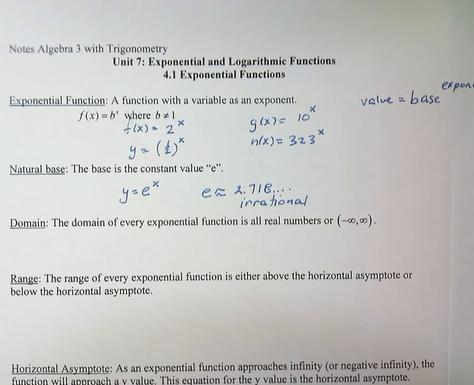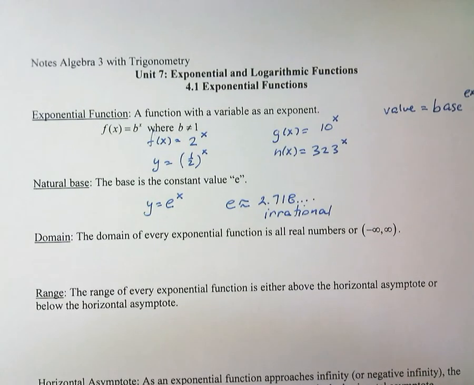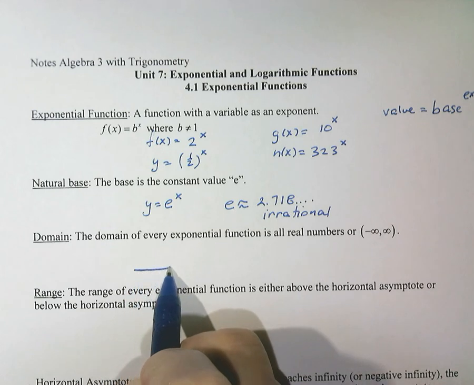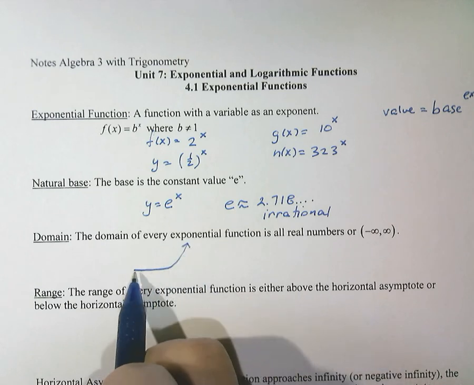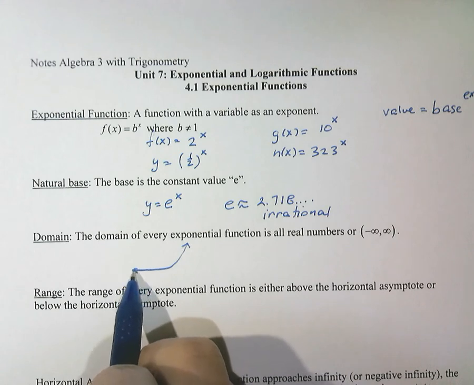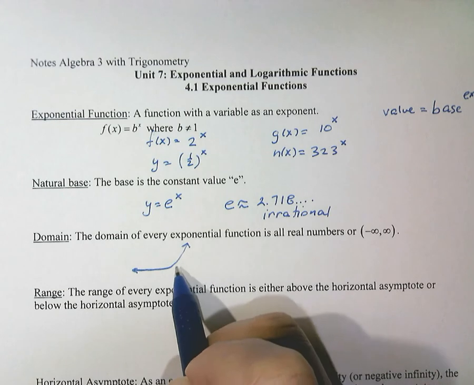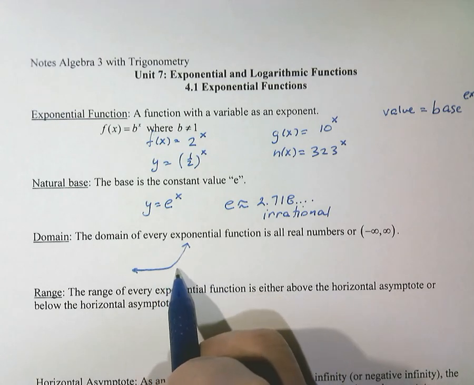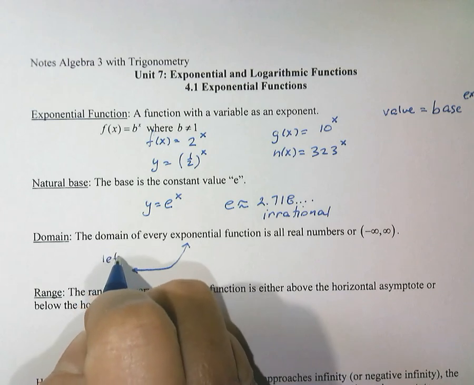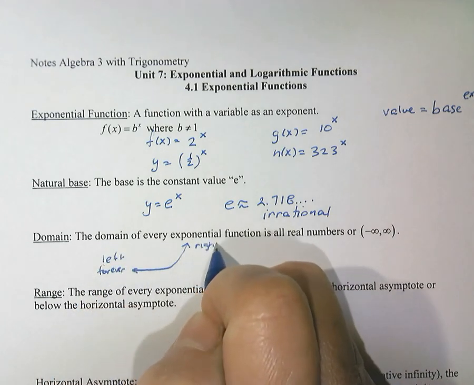The domain of every exponential function is all real numbers, because what happens is you graph this, exponential functions typically look like this. So as x is going to the left, it's going to just keep going forever. And then as this is going up, x is going to continue to go to the right forever. So it goes to the left forever, and it goes to the right forever.